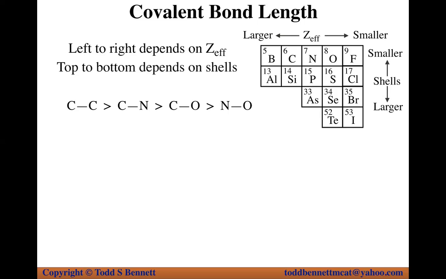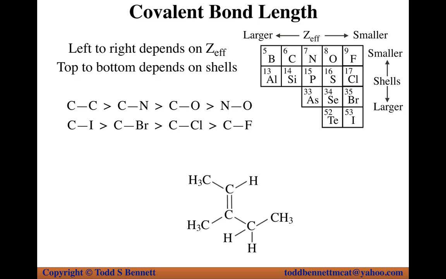Okay, shells again are the key thing. So the carbon-iodine bond is going to be longer than carbon-bromine, which is longer than carbon-chlorine and carbon-fluorine. Okay, nothing terribly challenging there. It's remembering the periodic table. And then the other aspect.